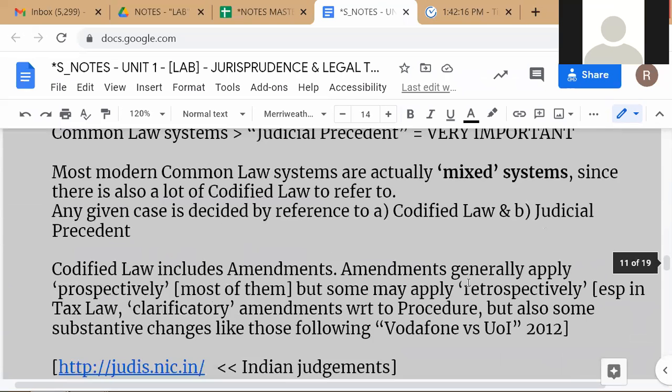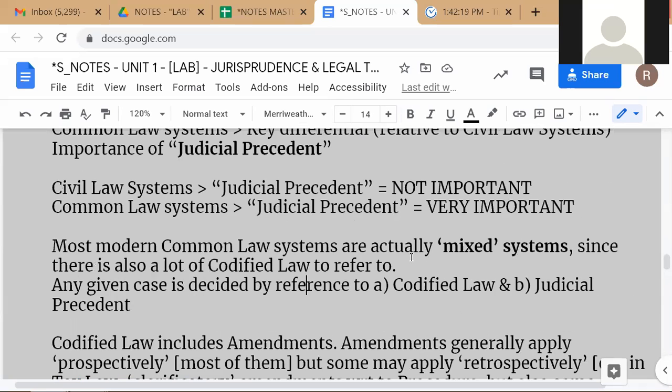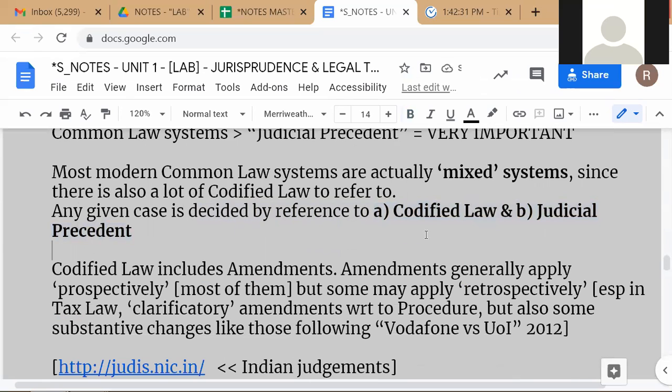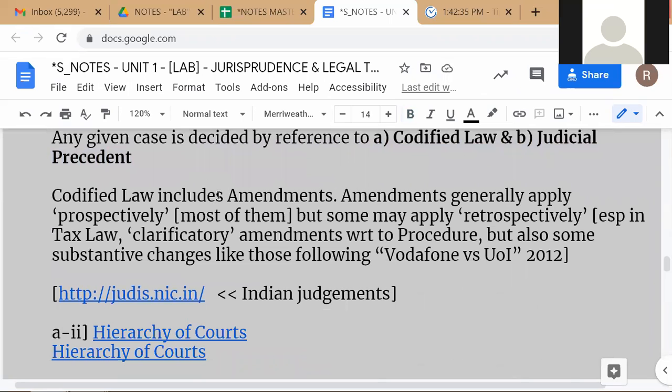So it's very old. Right now, India today would be called a mixed system, because we are referring to both codified law and judicial precedent. So we are deciding cases based on both, including previous decisions. That's why we call it a mixed system. It's not a pure common law system.